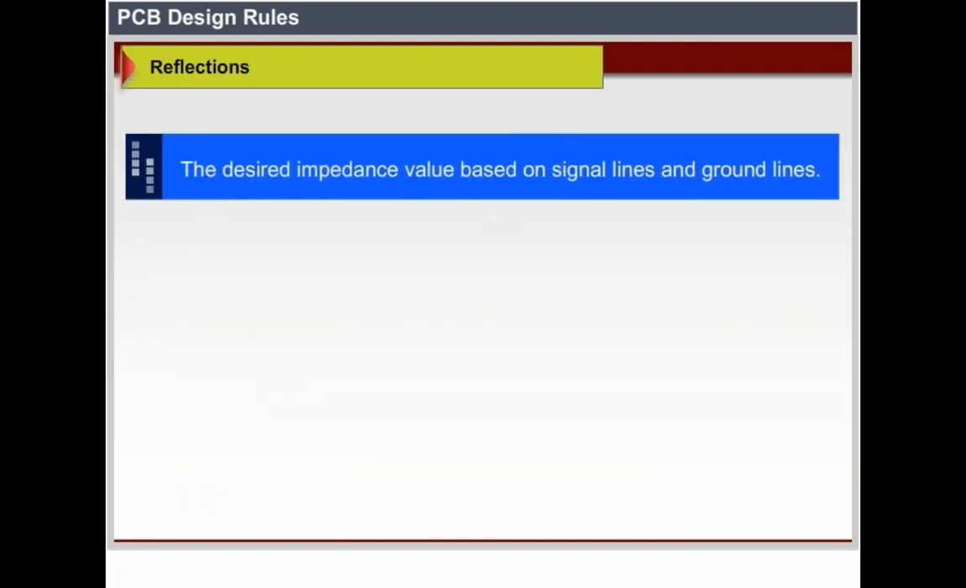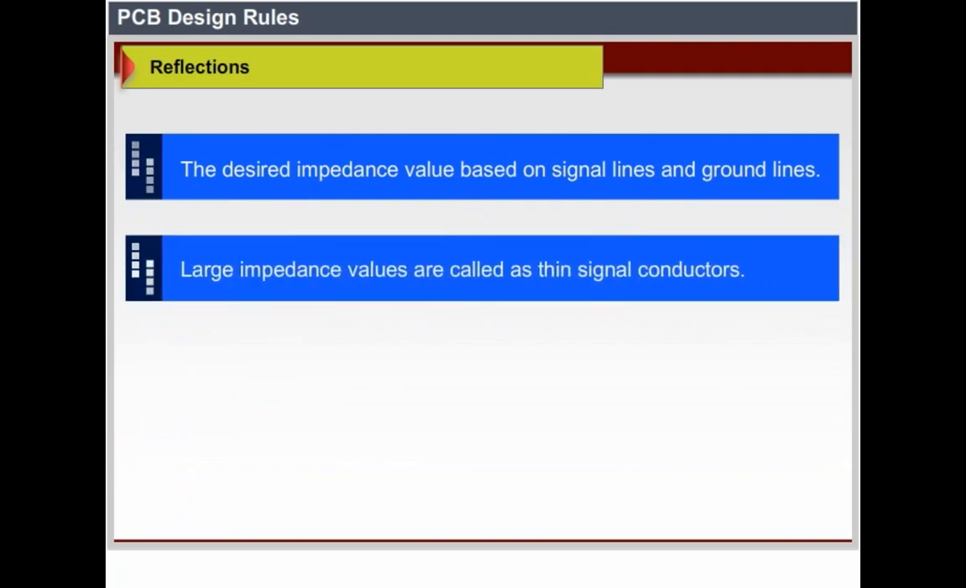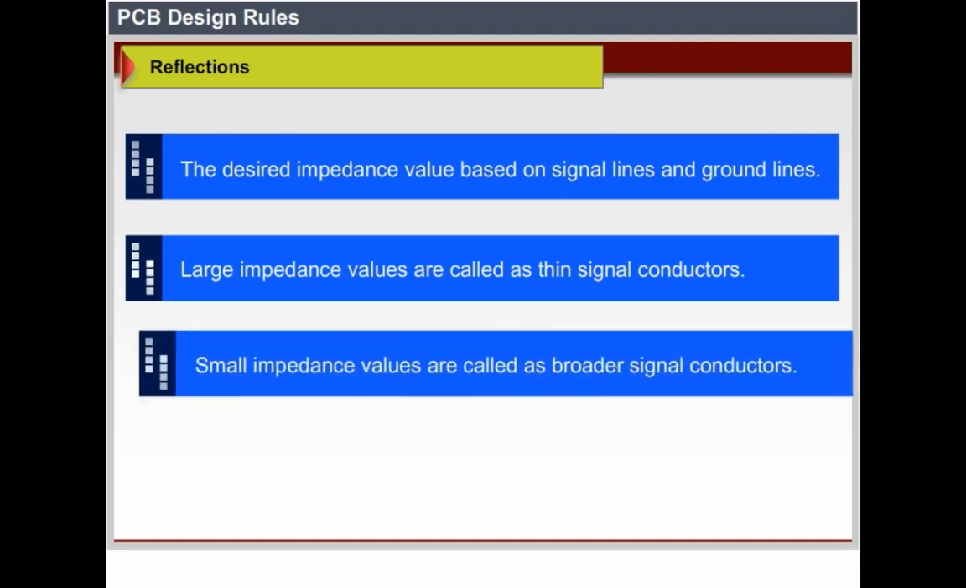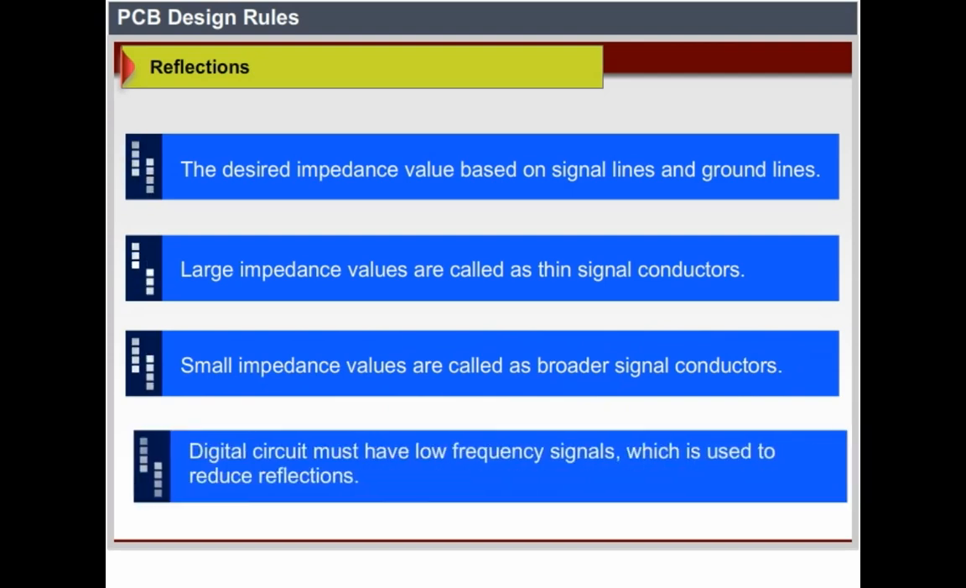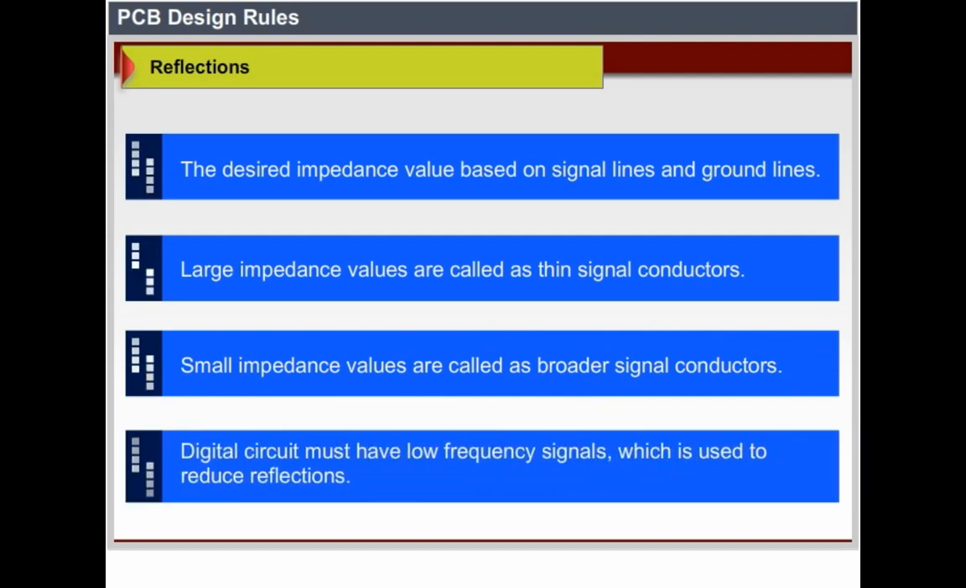The desired impedance value is based on the signal lines and ground lines. Large impedance values correspond to thin signal conductors. Small impedance values correspond to broad signal conductors. Digital circuits should use low frequency signals to reduce reflections.